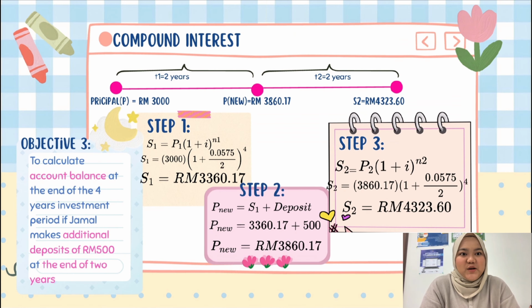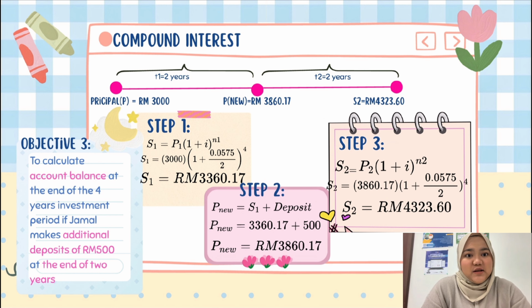Now let's move on to our next part of the presentation, which is objective 3. To calculate the account balance at the end of the 4 years investment period if Jamal makes an additional deposit of RM500 at the end of the 2 years, I have solved it and broken it down into 3 steps. The first step is we need to find the accumulated amount for the first 2 years before the deposit is made using the compound interest formula. Our initial principal, which is P1, is RM3000. We earn an interest rate of 5.75%, semi-annually for 2 years, which is M equals 2. This brings our first compound amount to RM3,360.70.